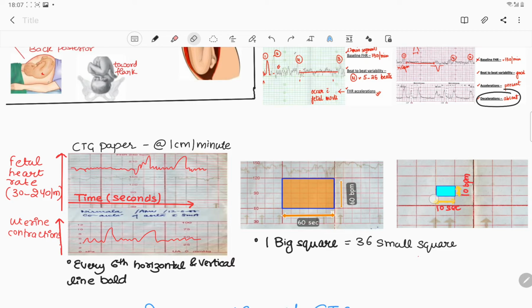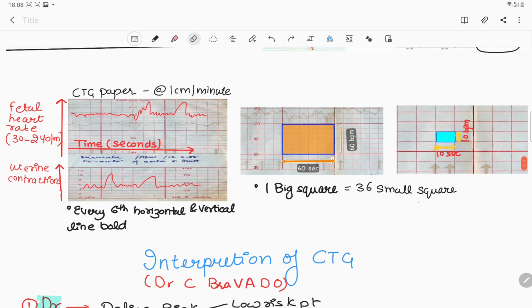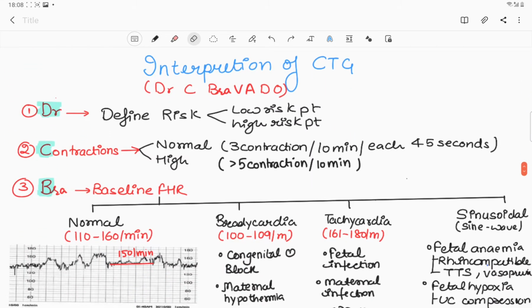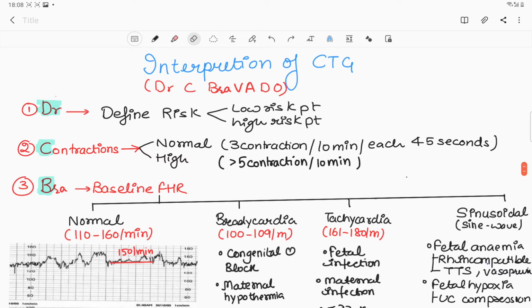Small square measures 10 seconds on the x-axis and 10 beats per minute on the y-axis. So let's discuss the interpretation of CTG.